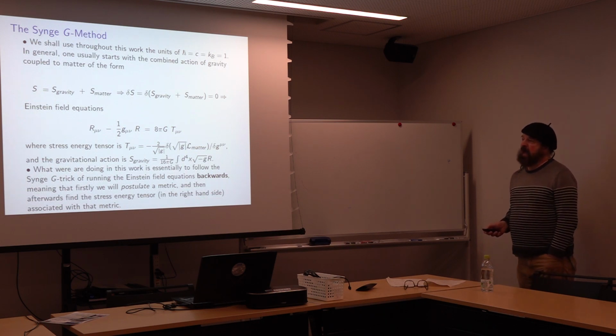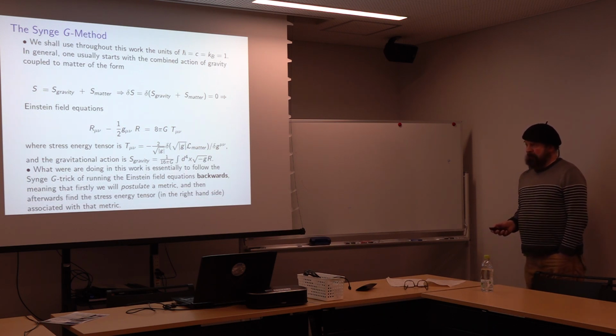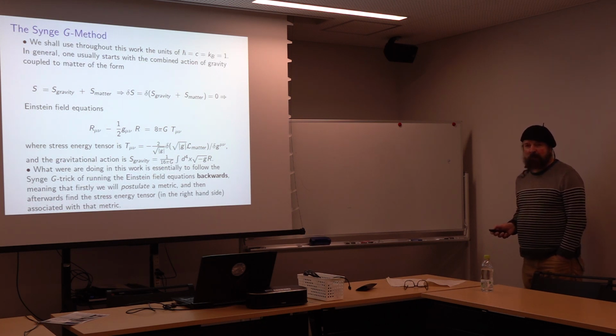And the gravitational action is given in 4 dimensions. Again, you have the scalar curvature. Here, I write the absolute value of the determinant of the metric as minus g, because after all, the determinant of the metric tends to be negative definite. So if you want to extract the absolute value, you include a minus sign in front.